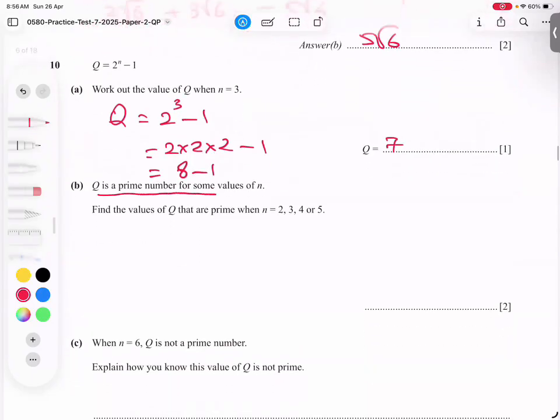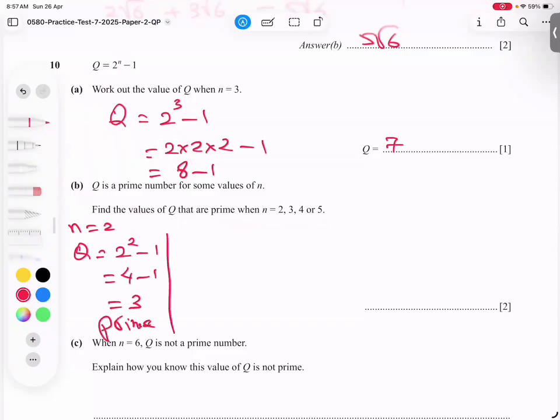Q is a prime number for some of the values. Find the values of n for which Q is a prime number. So we have to plug in one by one. Let's start. If I plug in 2 in the place of n here, what happens? So Q is equal to 2 to the power 2 minus 1, 4 minus 1, 3, and 3 is a prime number.